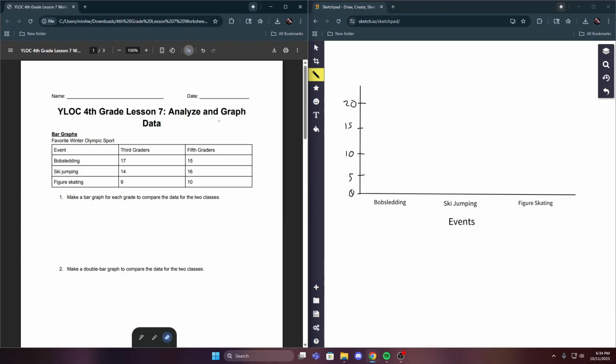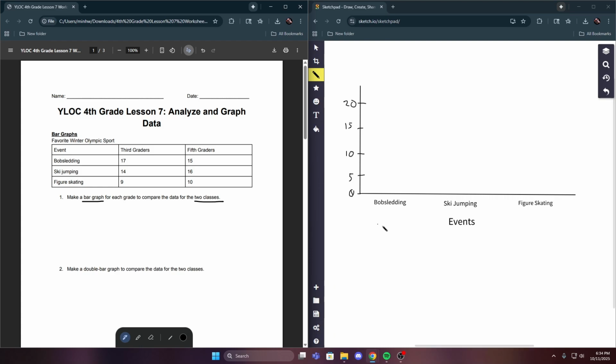So today we're starting with a little bit of a different layout. Here I have the questions on the left and I've created this little template of a graph on the right. Now if you look at the question, we have all this information here about third graders and fifth graders and events. And we're also seeing make a bar graph for each grade to compare the data for the two classes. Keyword here being bar graph.